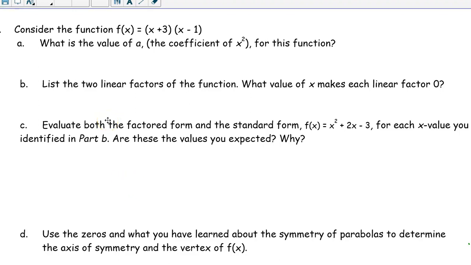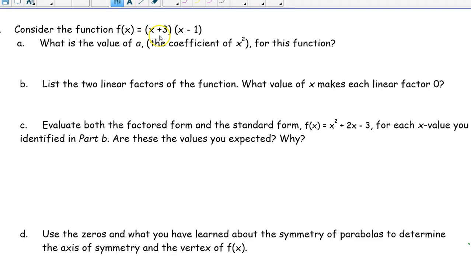Now let us look at this function here, f of x equal to x plus 3 times x minus 1. We are going to study the graph of this function, and then we are even going to draw it on a regular graph sheet. Okay, so we'll do one thing at a time. And in the first case, what is the value of a, that is the coefficient of x square for this function?